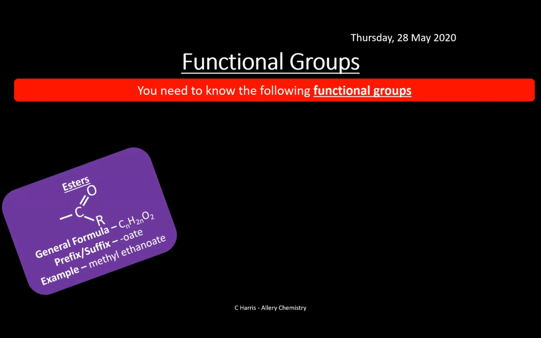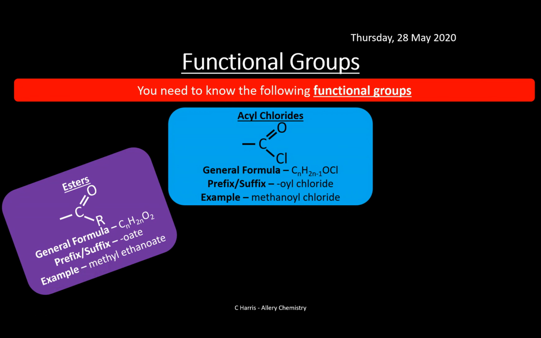So esters have this group where you have the C double bond O and an R group at the bottom here. General formula CnH2nO2. The suffix is -oate, so it ends in -oate. An example is methyl ethanoate. Okay, so that's esters.